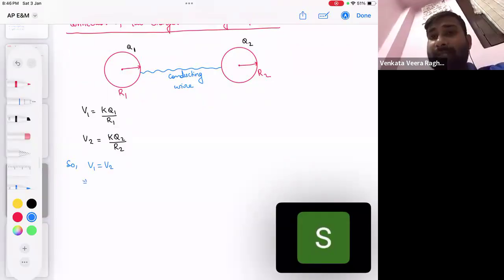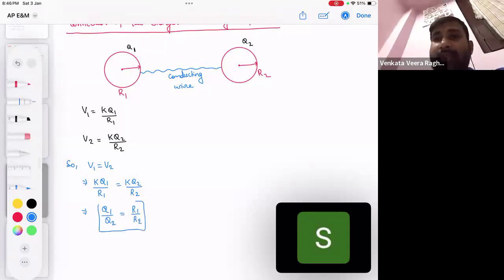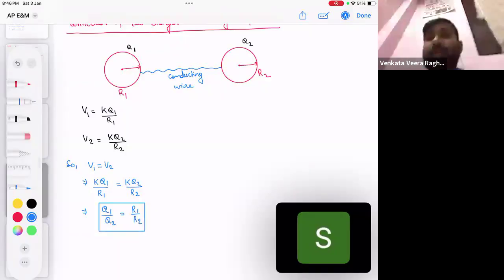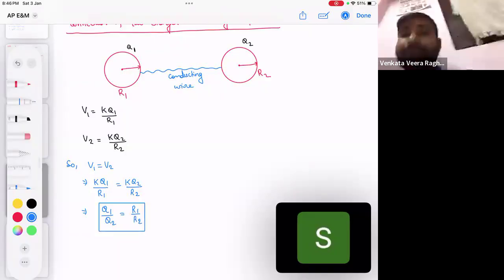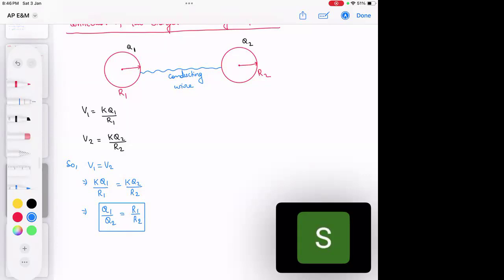Let's compare it. If I compare it, am I getting kq1 by r1 equal to kq2 by r2? So what is the relation I am getting? Am I getting Q1 by Q2 equal to R1 by R2? Yes, sir. K Q1 by R1 equal to K Q2 by R2.